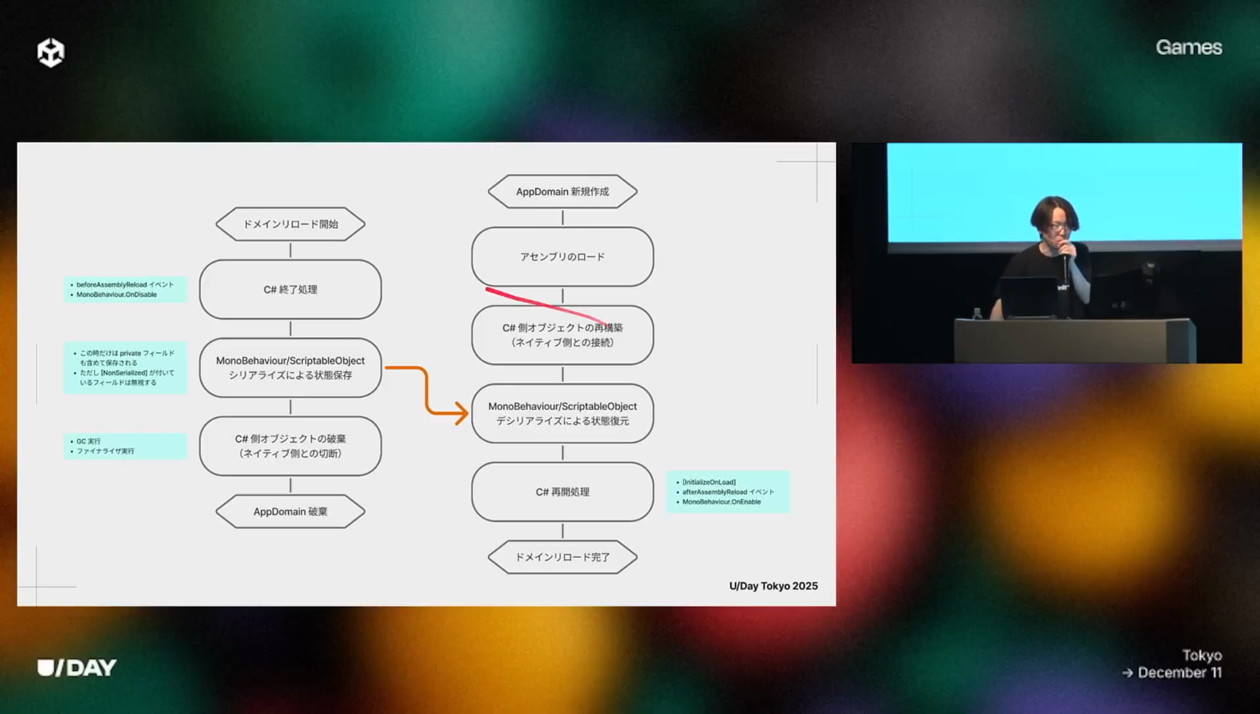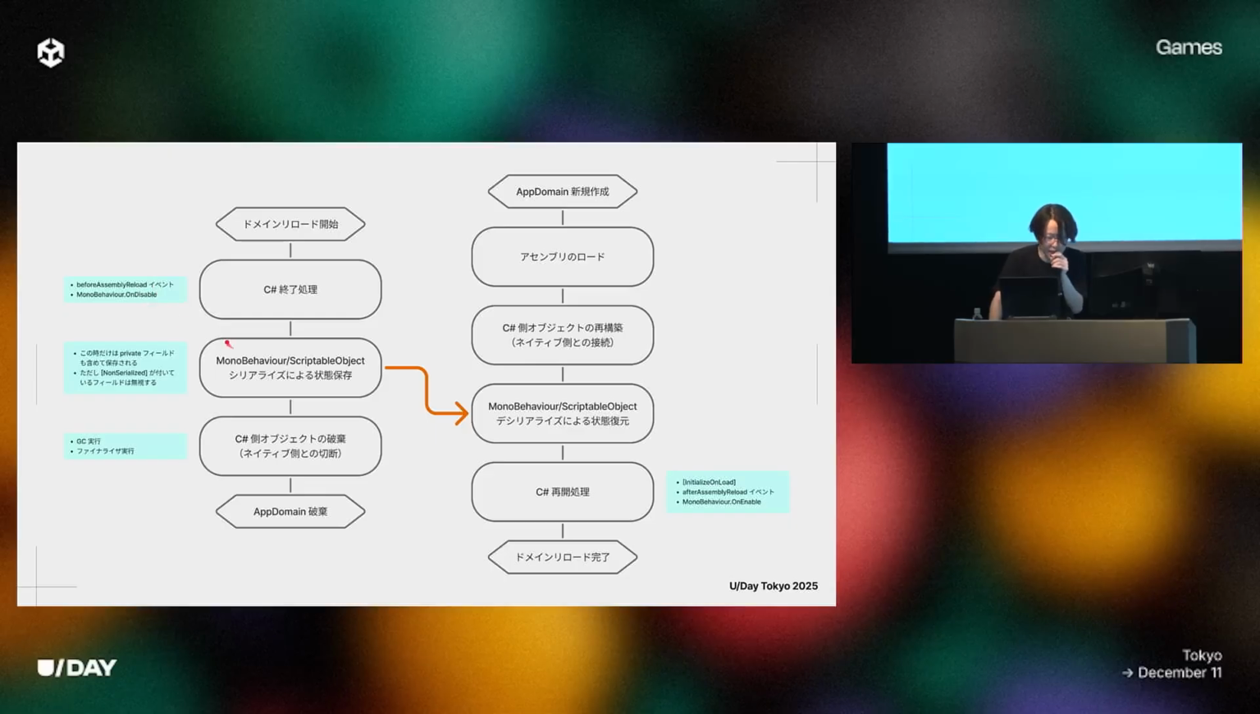First, things like script updates or entering play mode trigger the start of a domain reload. A series of C# shutdown steps runs. The before assembly reload event is called, and each script gets OnDisable called. The objects aren't destroyed, so OnDestroy isn't called. So OnDisable gets called instead.